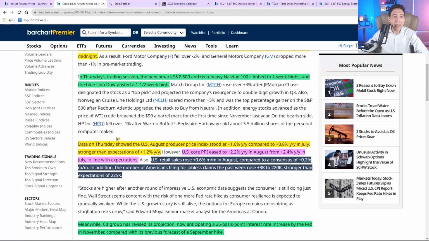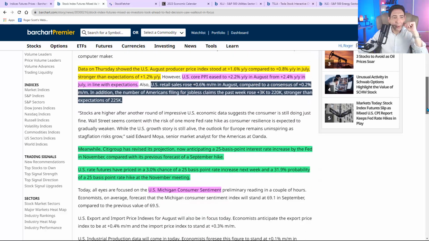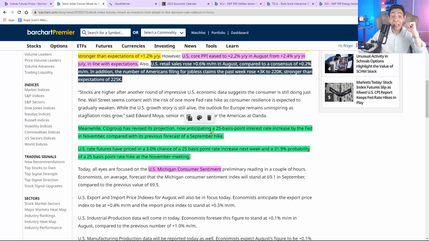Okay. Data on Thursday showed that producers' price index stood at 1.6% compared to 0.8%, stronger than expected, which was good. It gave us a little bit of a tailwind. Core PPI eased a little bit, but they were in line with estimates. Retail sales rose. They were actually better than expected. And jobless claims was a nothing burger. Citigroup revised its projection, now anticipating a 25 basis point increase by the Fed in November. I also agree with that. There's a 31% probability of a 25 basis point rate hike in November, but I think this number is actually going to increase in the next couple of weeks.